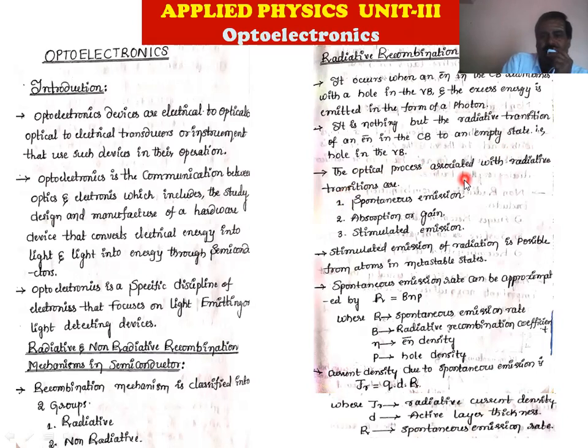The optical processes associated with radiative transition are the spontaneous emission process, absorption or gain process, and stimulated emission. Stimulated emission of radiation is possible from atoms in the metastable state.